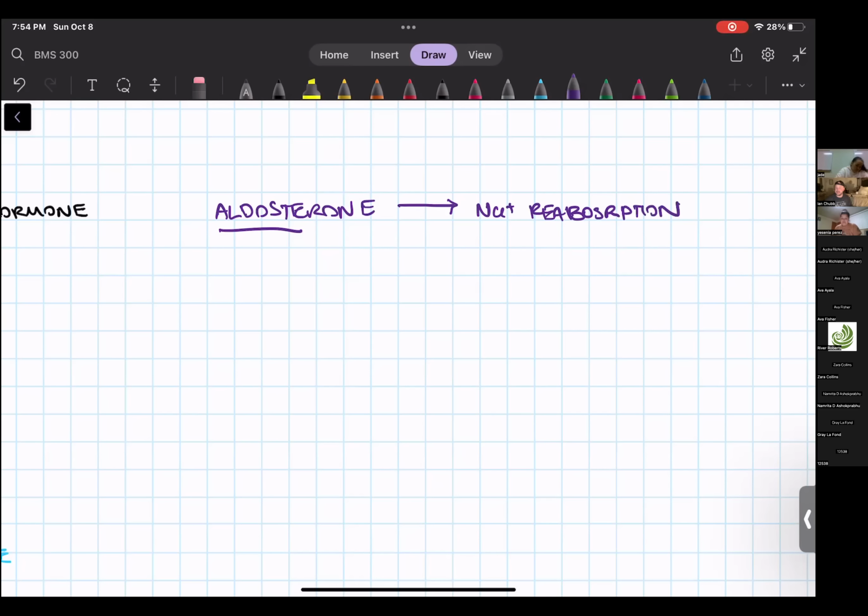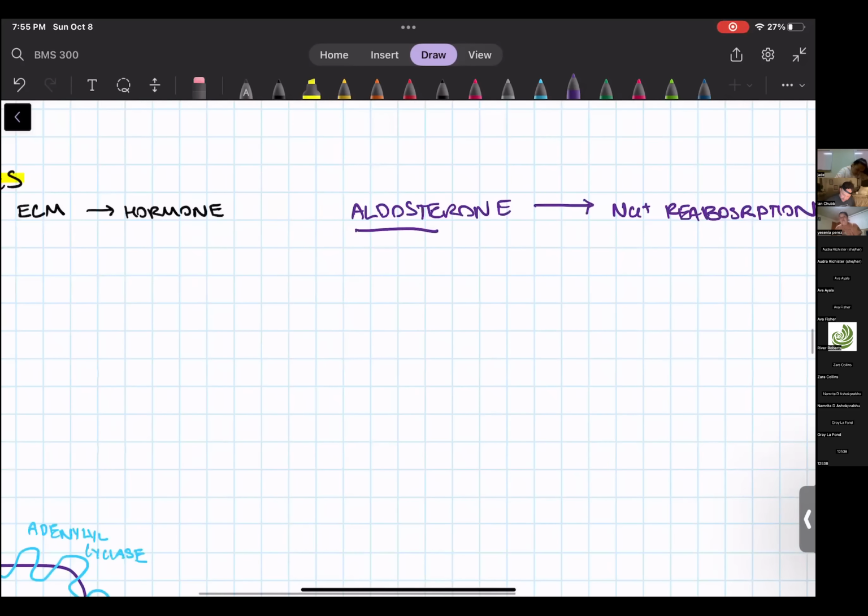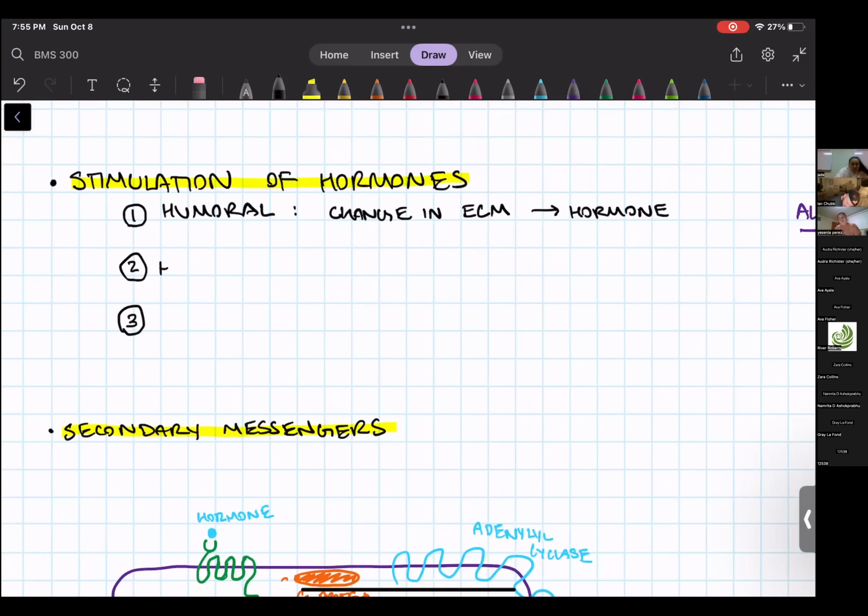which we could say is an example of it changing the extracellular matrix. It's not causing more hormones to be released. It's really just changing where ions are moving. The other one was hormonal, which makes way more sense, right? It's hormone talking to hormone.